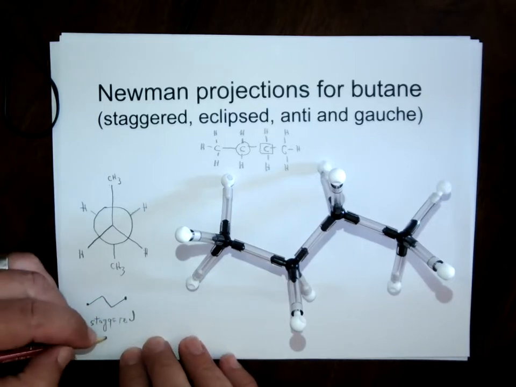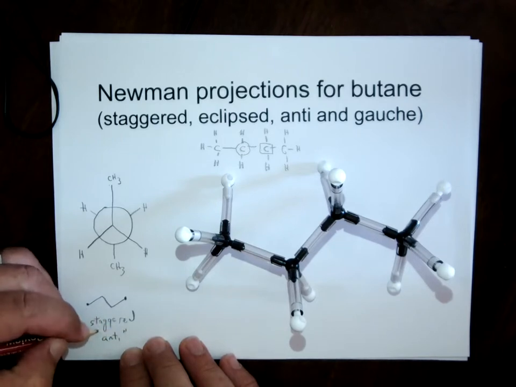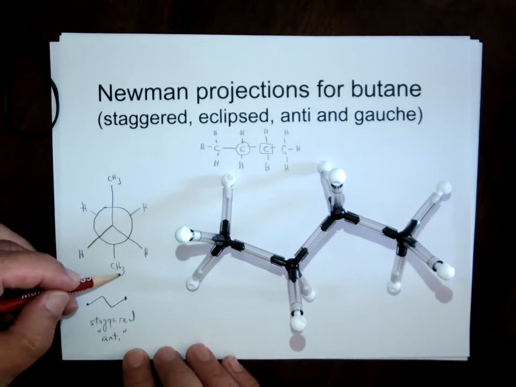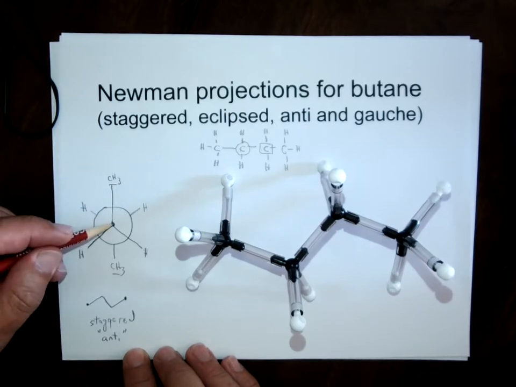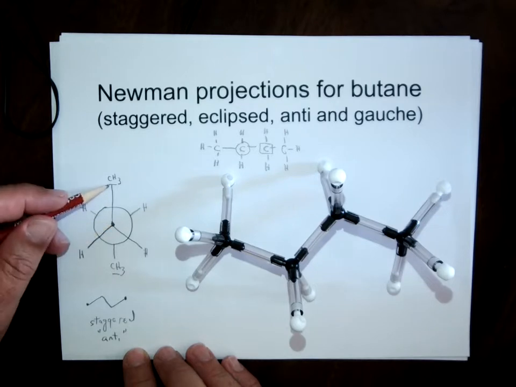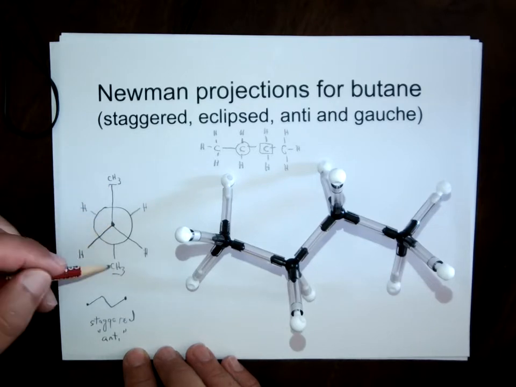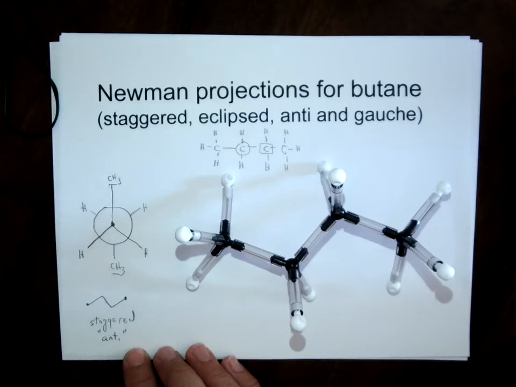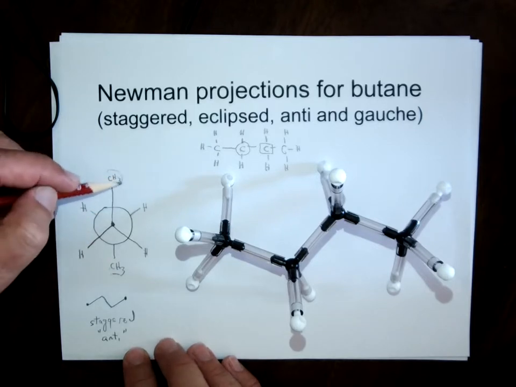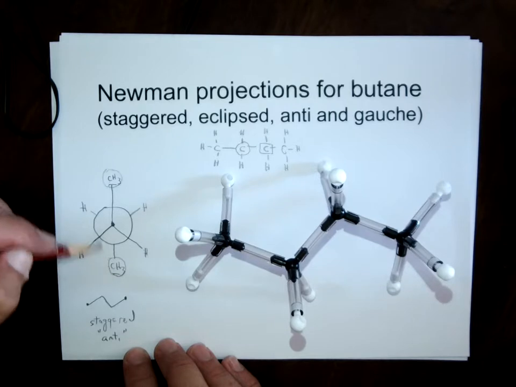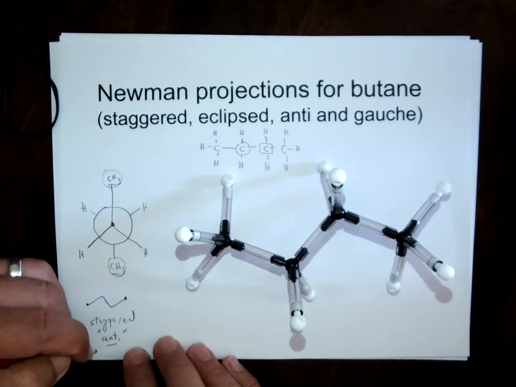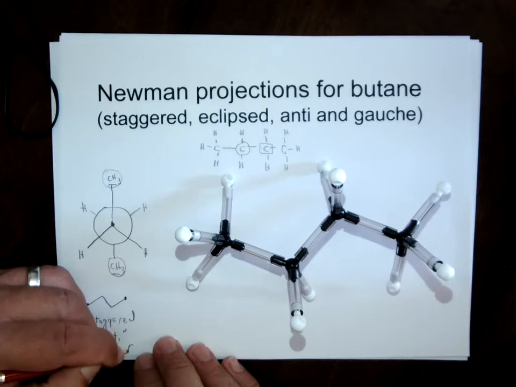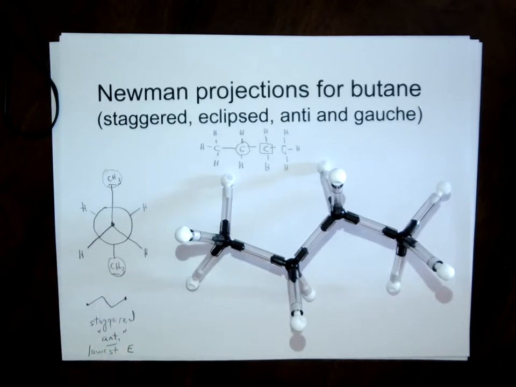and it's also called anti, because the 2 largest groups attached to the axis we're looking at, the C2, C3 axis, carbon 1 and carbon 4, those 2 methyl groups, are now as far apart from each other as they can get. So when the 2 big groups attached to the carbon 2, carbon 3 axis are as far apart as possible, that's called anti, and that is the lowest energy configuration. So the very lowest energy configuration.